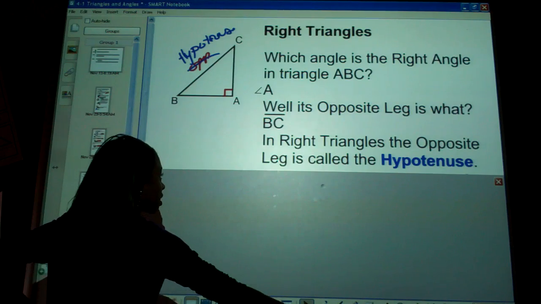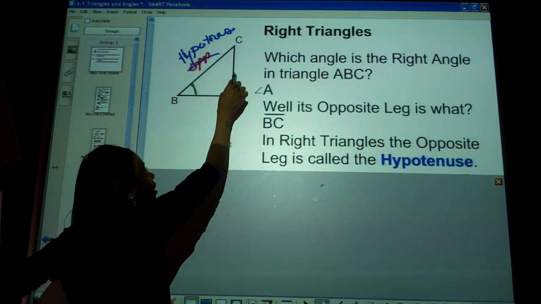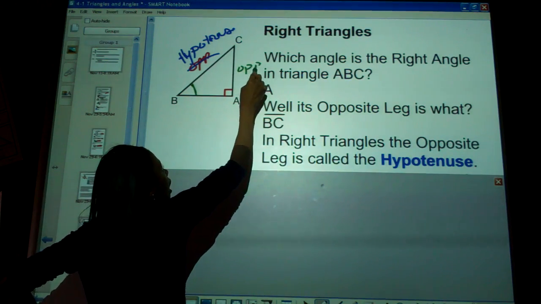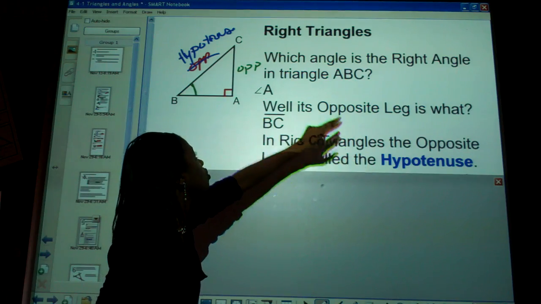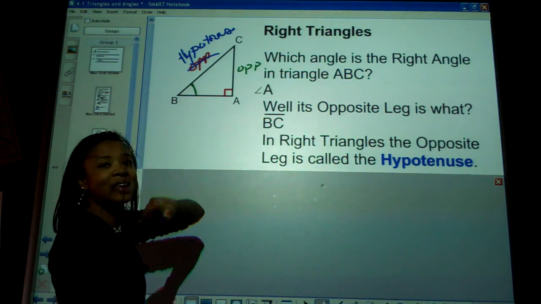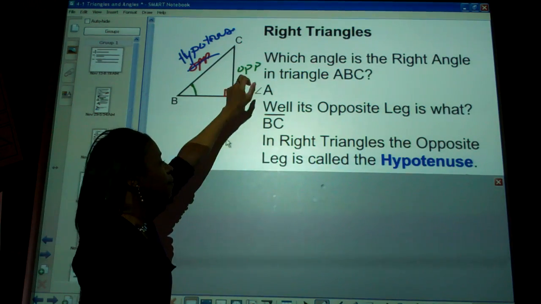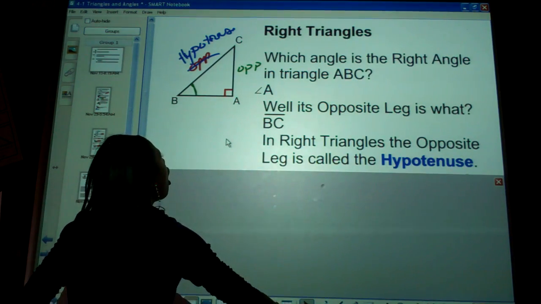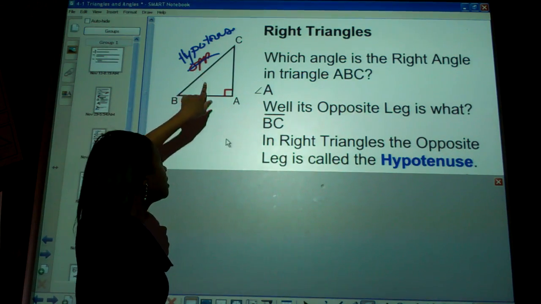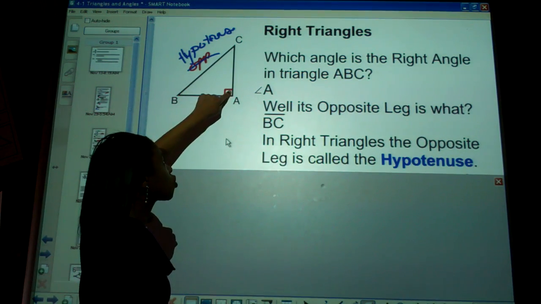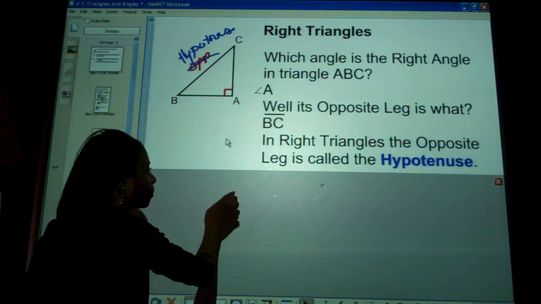So let's look at angle B. What's opposite to angle B? CA is opposite. This is called opposite. I don't change this one to hypotenuse. It stays opposite because angle B is not the right angle. It's just a regular angle. It stays opposite. Only for the right angle, this is BC and it's opposite, because it's across from the right angle, I call that the hypotenuse instead of opposite.